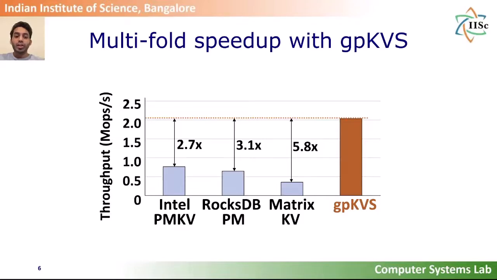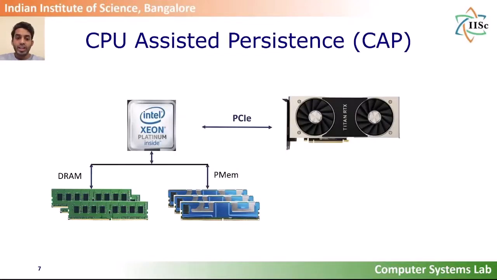Now we will take a look at what we do today on a system that has both Optane NVM and a GPU. Today, even on a system sporting both a GPU and persistent memory, a GPU kernel does not persist the result of its computation directly on the PM. Instead, it relies on the CPU to do so. We call such a system CPU-assisted persistence, or CAP.